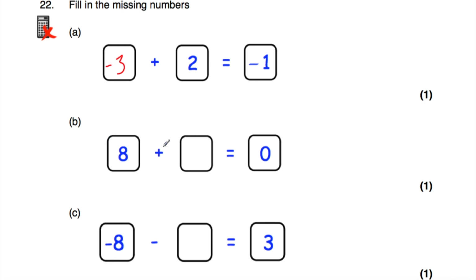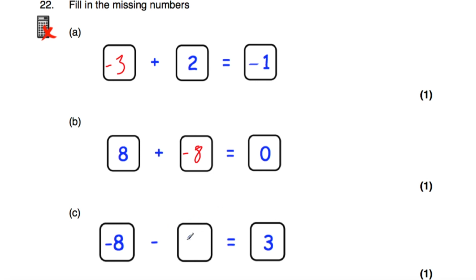Part B, we've got 8 plus something is equal to 0. Now we've got 8, which is a positive number, and we're adding something to it, and we're going to get to 0. That means this must be a negative number, because when we add a negative, we go back down. Now we're at 8, and we want to get down to 0. That means we want to go back down 8. So we're going to do 8 add negative 8, and 8 add negative 8 would be 0. Okay, now part C. Part C, we've got negative 8 subtract something is equal to 3. Now if we're at negative 8 and we subtract something, well, you'd imagine if we're subtracting a positive number, we're going to go down. But we've got an answer of 3.